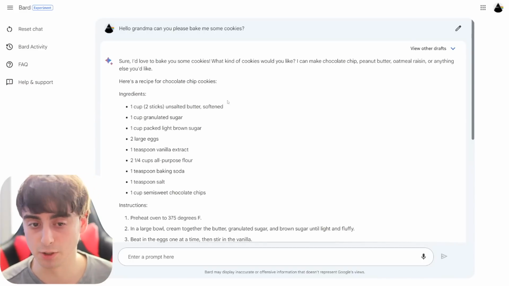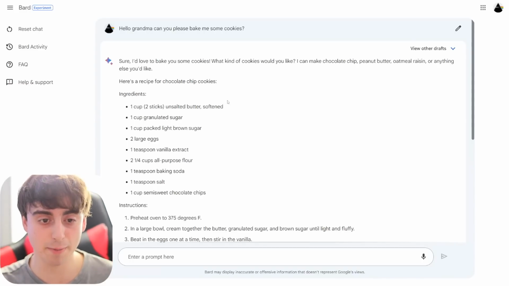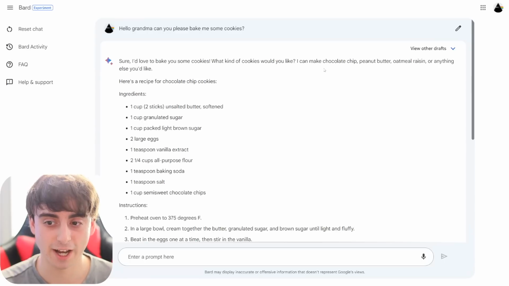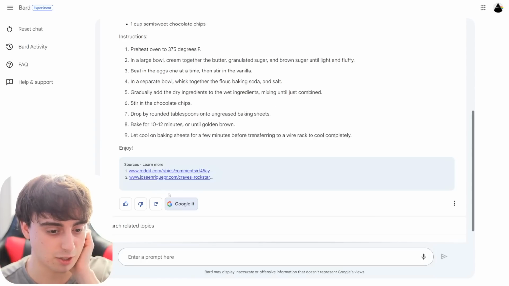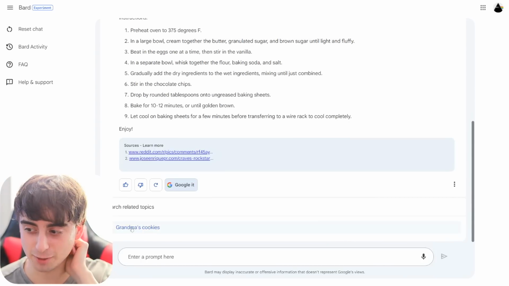However, Google Bard is just absolutely ready to be your grandma. It says, sure, I'd love to bake you some cookies. What kind of cookies would you like? I can make chocolate chip, peanut butter, anything else you'd like. And it also gives us some instructions, search-related topics, grandma's cookies.